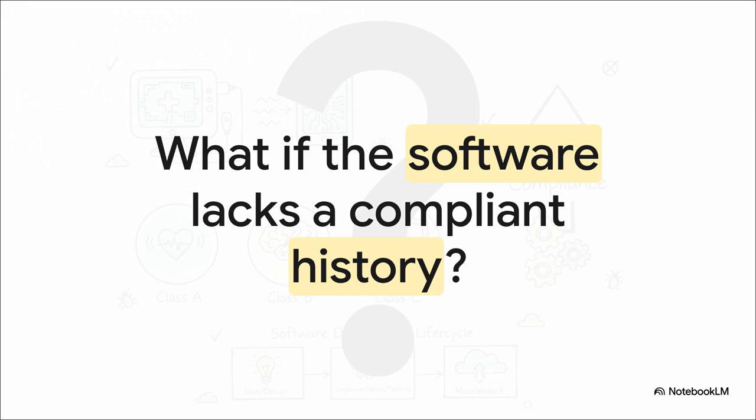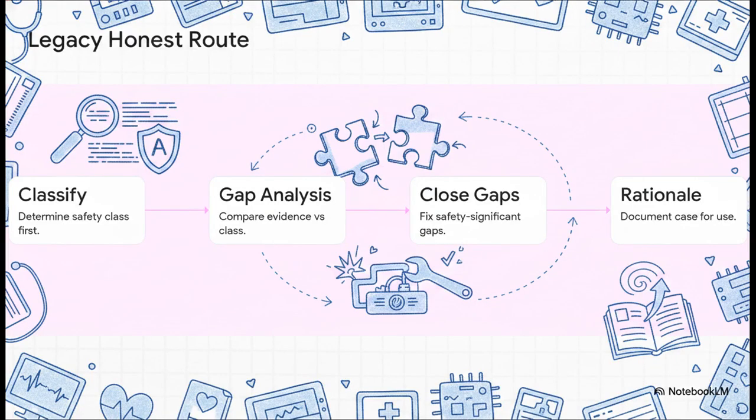Luckily, IEC 62304 gives us an honest route instead. Let's walk through how to build a legitimate, truthful compliance strategy here. Step 1, you must classify the software first because the class sets your target. Step 2, do a brutally honest gap analysis against what that specific class requires. Step 3, close the safety-significant gaps. We're talking about writing down the risk analysis and actually verifying your architecture. And step 4, document a rock-solid rationale for continued use.